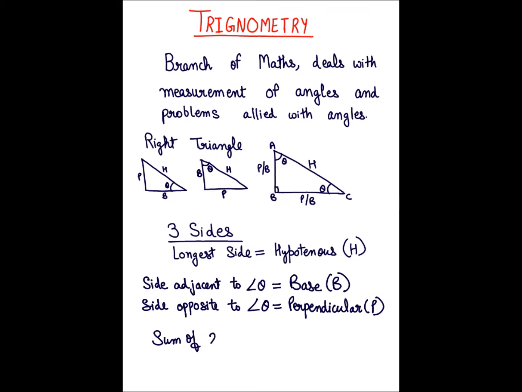As it is a right angled triangle, one angle is 90 degrees, and what is the sum of the other two angles? The other two angles are acute angles and their sum is also 90 degrees, as the sum of all the angles in a triangle is 180 degrees. Now let's understand trigonometric ratios. To start with, let's once again understand how we decide which side is perpendicular and which side is the base.